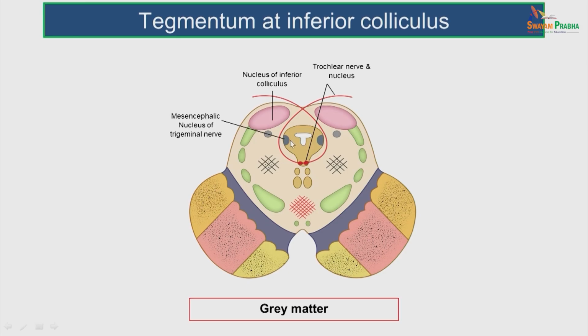And in the lateral aspect you can appreciate the mesencephalic nucleus of the trigeminal nerve. This mesencephalic nucleus of the trigeminal nerve carries the proprioceptive sensation. And the trochlear nerve is the only cranial nerve which crosses over and comes from the dorsal aspect. All the other cranial nerves are ipsilateral, only this is contralateral. And we can appreciate the nucleus of the inferior colliculus. This inferior colliculus is for hearing.